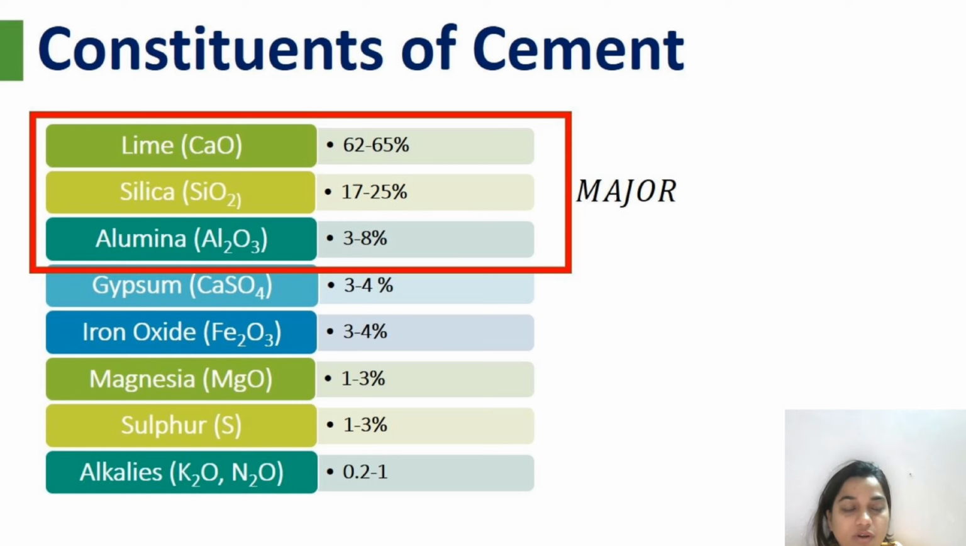The highest percentage constituent of cement is lime, which is 62 to 65%. Silica is 17 to 25%. Alumina, Al2O3, is 3 to 8%. Gypsum is 3 to 4%. Iron oxide, Fe2O3, is 3 to 4%. Magnesia is 1 to 3%. Sulfur is 1 to 3%. And alkalis are very few, 0.2 to 1%. The major constituents of cement are lime, silica, and alumina, and lime and silica are basically responsible for the strength.